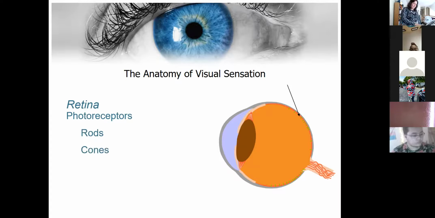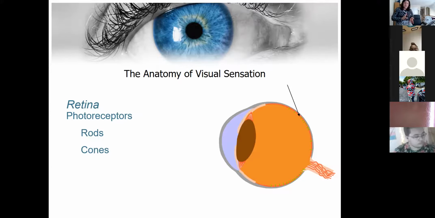Photoreceptors are light-sensitive cells in the retina, so I think they're represented by the little green dashes here, although there's certainly more than that, that convert light energy into neural impulses. So they're the parts of the retina that do this work.